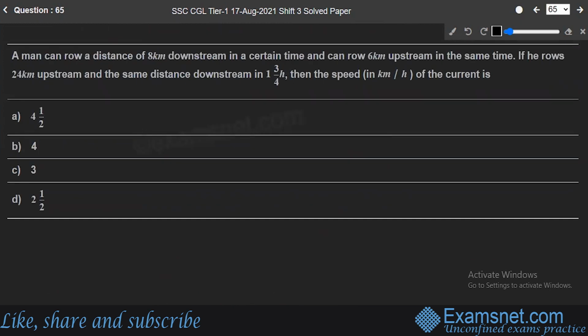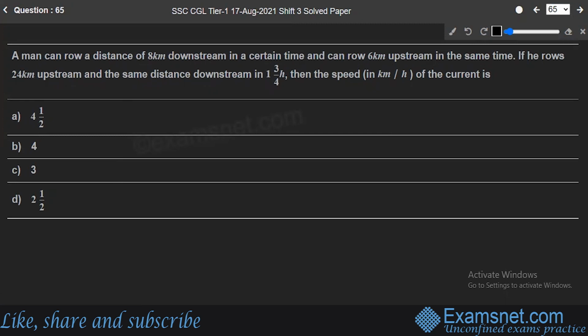This says a man can row a distance of 8 kilometers downstream in a certain time and can row 6 kilometers upstream in the same time. If he rows 24 kilometers upstream and the same distance downstream in 1 3 by 4 hours, then the speed of the current is which out of these four options? All right. So let's start.